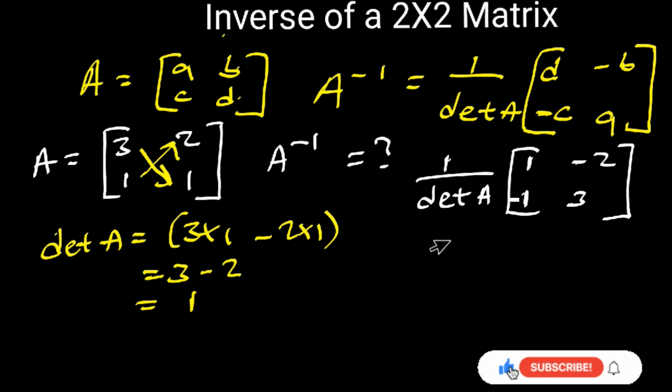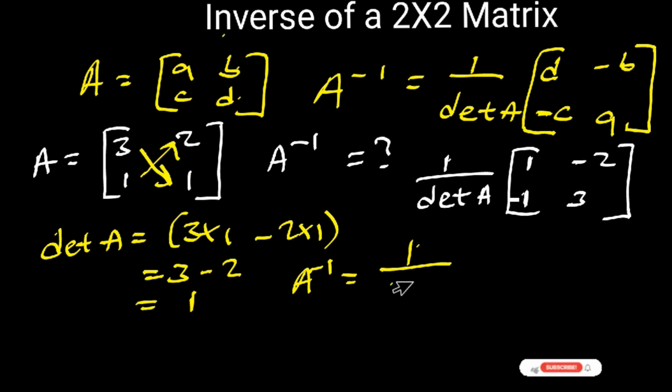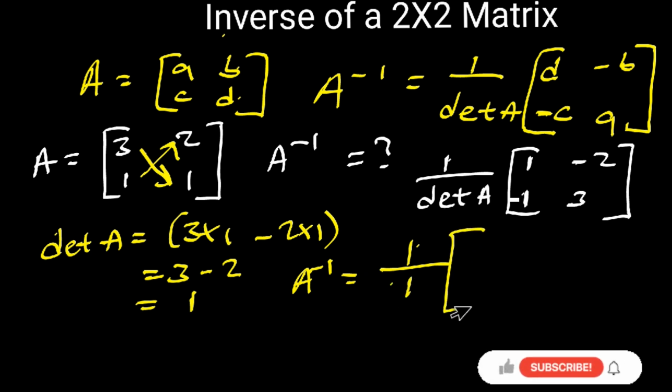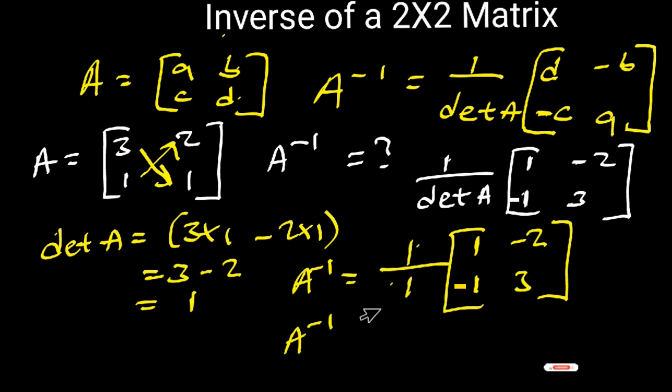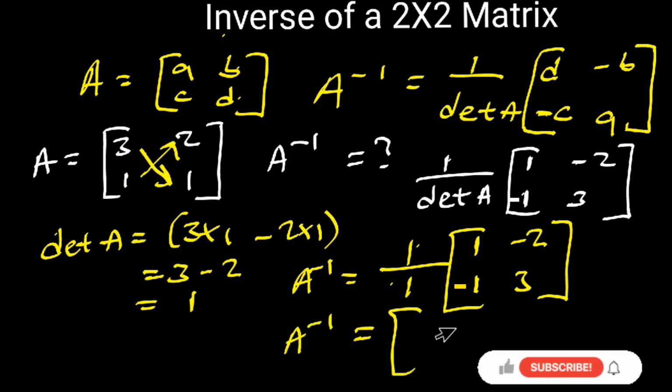And so the inverse of matrix A is given as 1 over, the determinant of matrix A is 1. So 1 over 1 multiplied by 1 minus 2, 1 and 3. So 1 over 1 multiplied by 1 is still the same thing as 1 and the rest of them. So you still have 1 minus 2, 1 and 3.